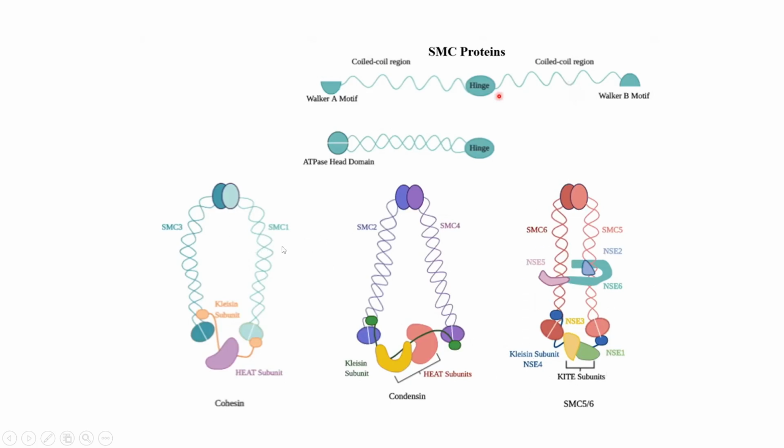Each protein complex has a different SMC subunit. SMC3 and SMC1 are present in cohesin. In condensin, there are SMC2 and SMC4. In the SMC5/6 complex there are SMC5 and SMC6. And other known SMC proteins are also present.